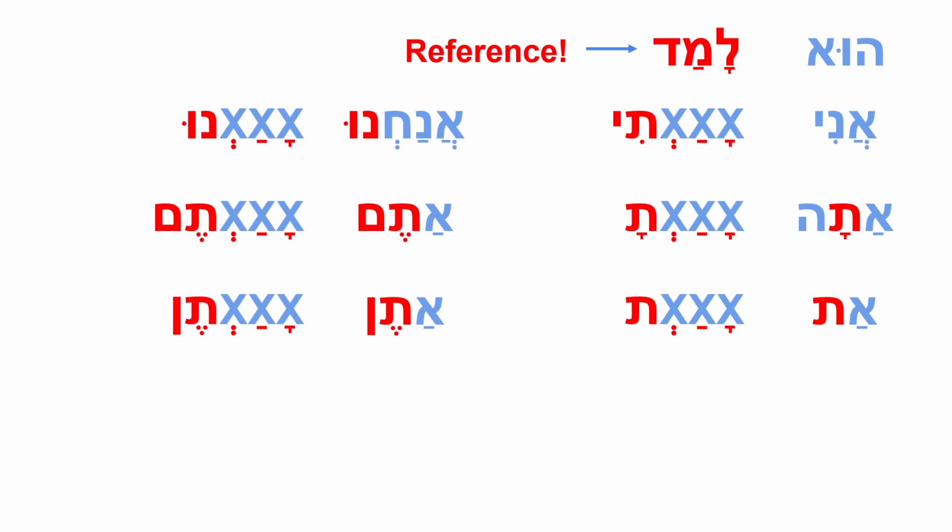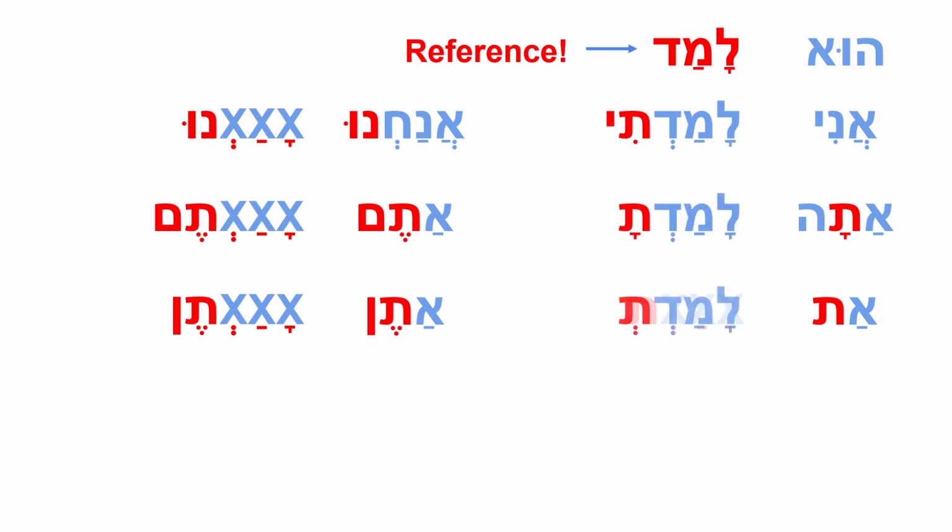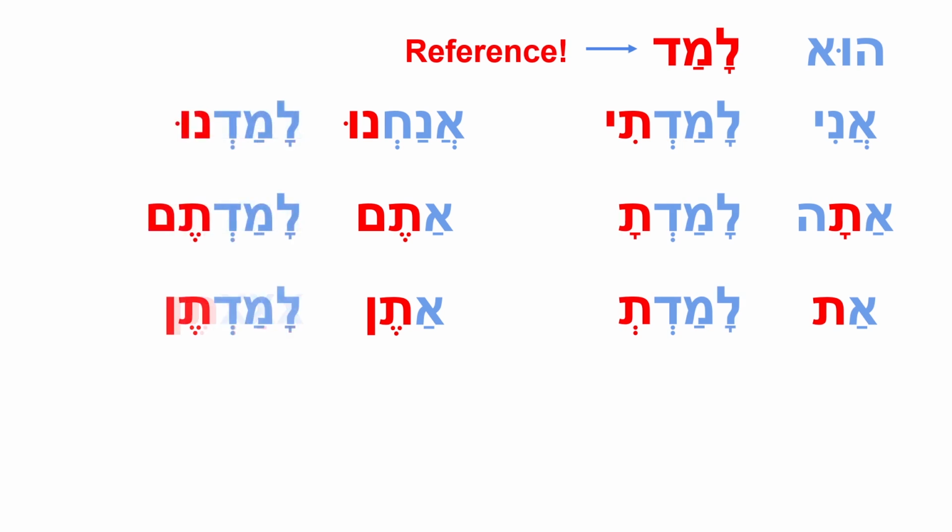So it will be Ani lamadeti, Ata lamadeta, At lamadet, Anachnu lamadnu, Atem lamadetem, Aten lamadeten. We can allow ourselves to add a buffer vowel to make pronunciation a little bit easier. So instead of saying lamadti, we can say lamadeti. Ani lamadeti, Ata lamadeta, At lamadet, Anachnu lamadnu, Atem lamadetem, Aten lamadeten.